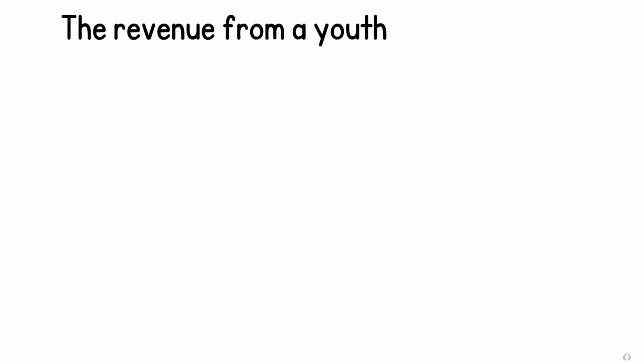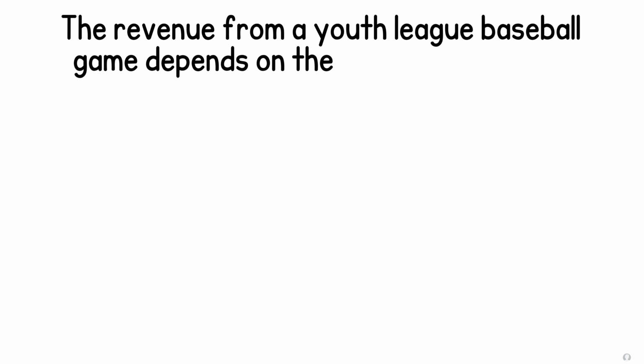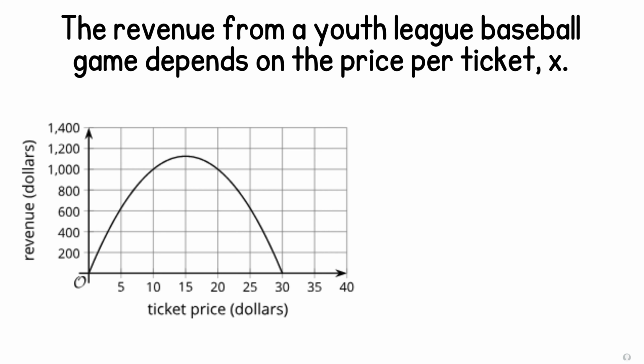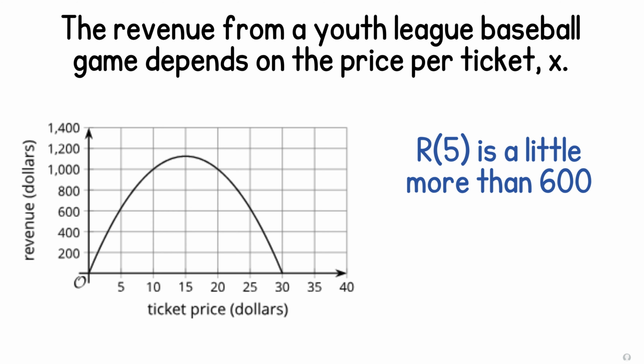In our final example, the revenue of a youth league baseball game depends on the price per ticket, x. This graph represents this, where the x-axis represents the ticket price and the y-axis represents the revenue. So I'm going to put up a few statements and we're going to decide if they're true or false. The first one says that R of 5 is a little more than 600. If we go to where x is 5 and go up until we hit the line, we can see that it does hit at 600, so this one is true.